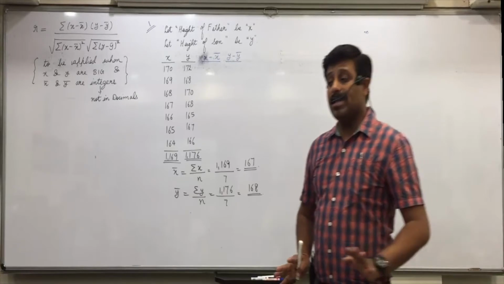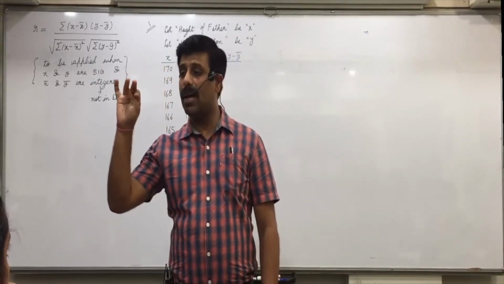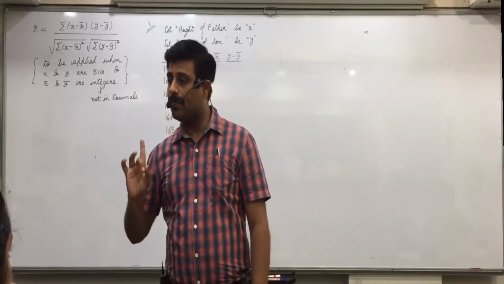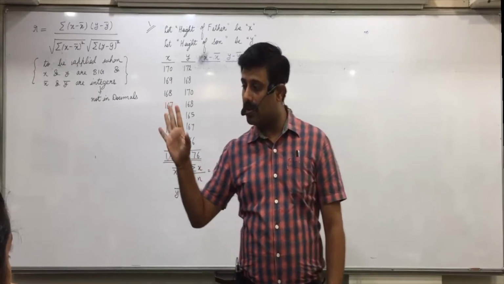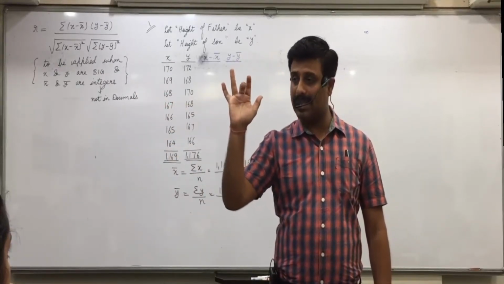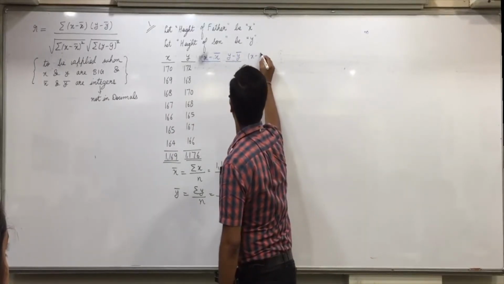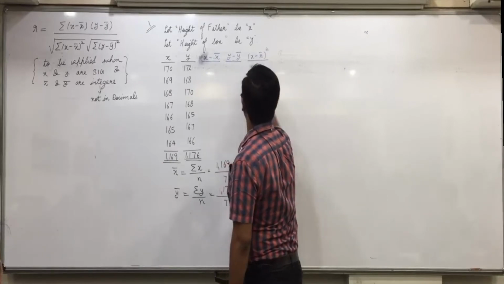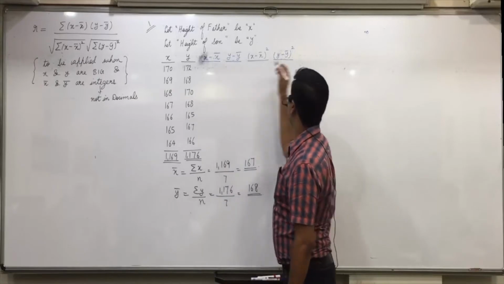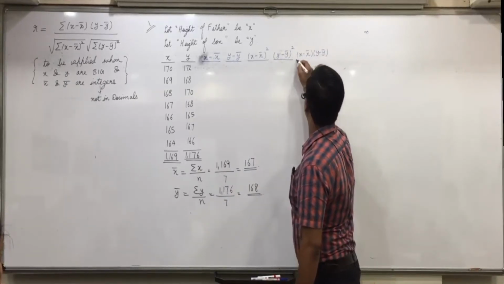Throughout the chapter I told you yesterday, 3 workings are required: squares and product. Squares involve 2 things and product involves 1. Throughout the chapter, fixed group. Which 3? Square of x, square of y, and product. Here we need the square of x minus x bar, the square of y minus y bar, and the product of x minus x bar into y minus y bar.